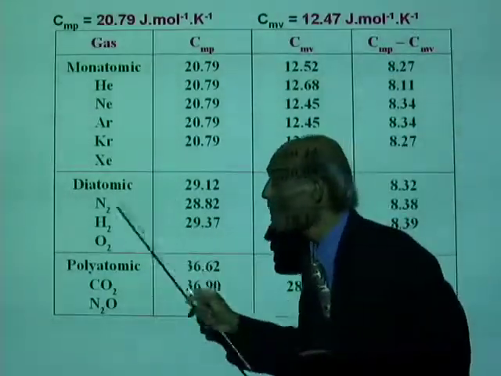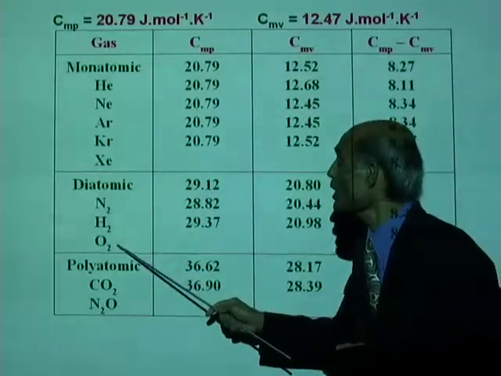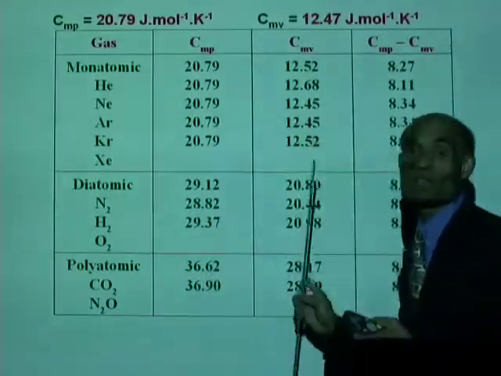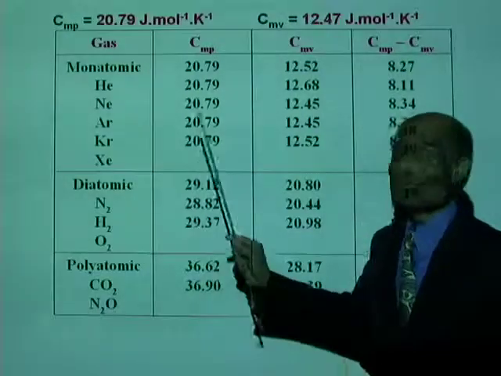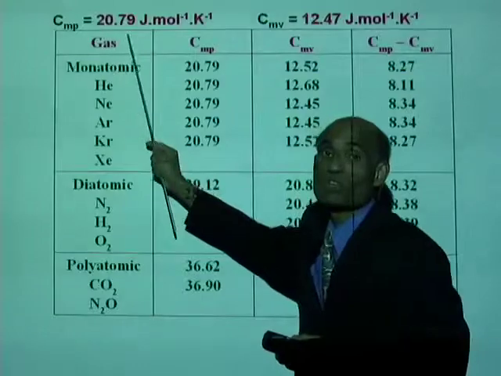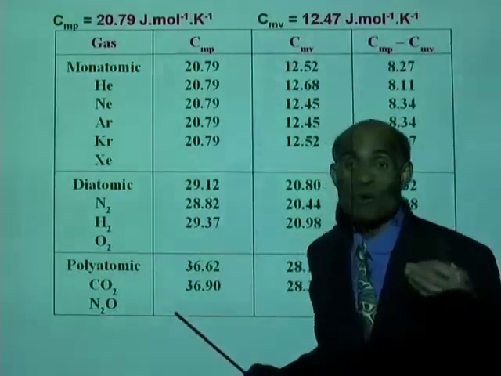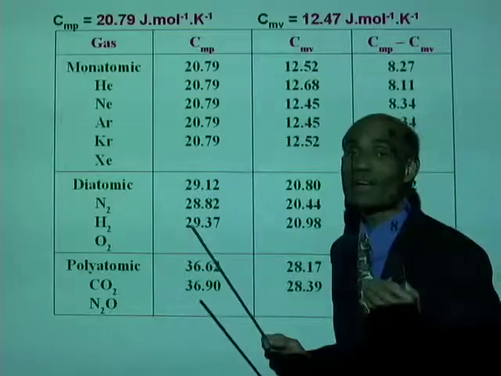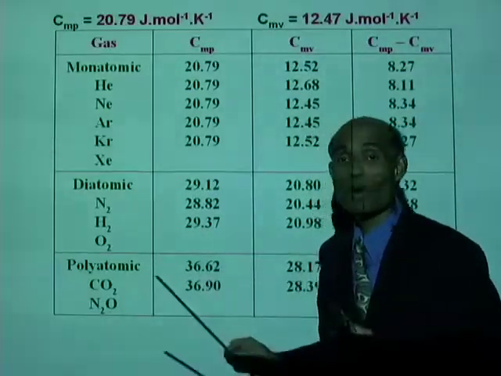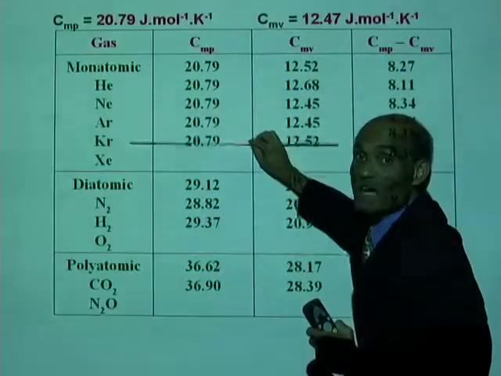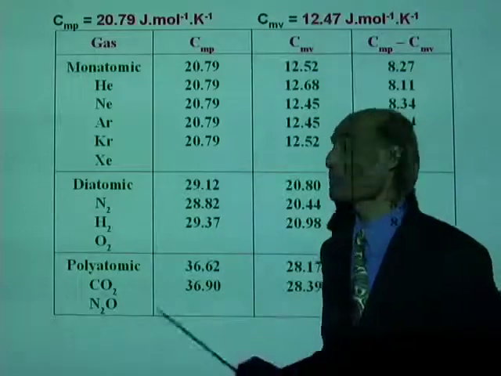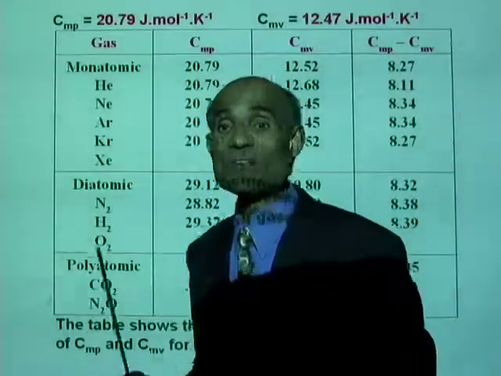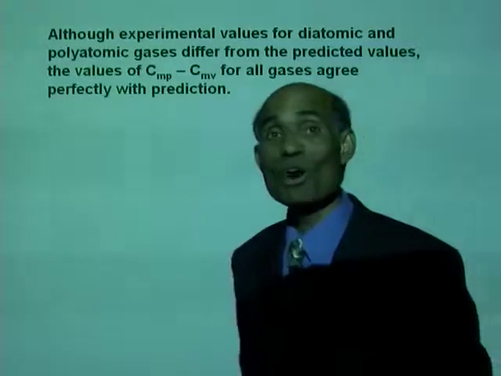But come to diatomic molecule, nitrogen, hydrogen, oxygen, there is a big difference between the measured experimental values and the theoretical values. The theoretical values suggest that all gases must have this as the molar heat capacity at constant pressure, and all gases must have this value as the molar heat capacity at constant volume. Well, experimental measurement shows that it is true for monoatomic gases, but not true for diatomic and polyatomic gases. Where have we gone wrong?